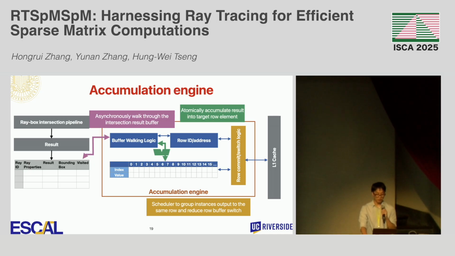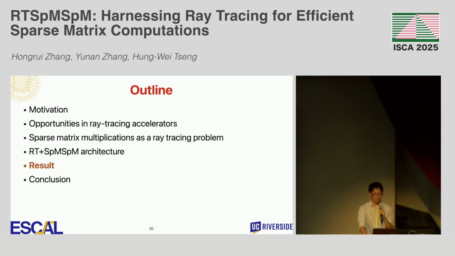The runtime will schedule rays generated from the same row to the same ray tracing accelerator and the same accumulation engine. This helps to reduce switching between result rows. There still exists parallelism among multiple accumulation engines and ray tracing accelerators. This is how we were able to add only 0.2% area overheads, and let's see what this hardware can do.